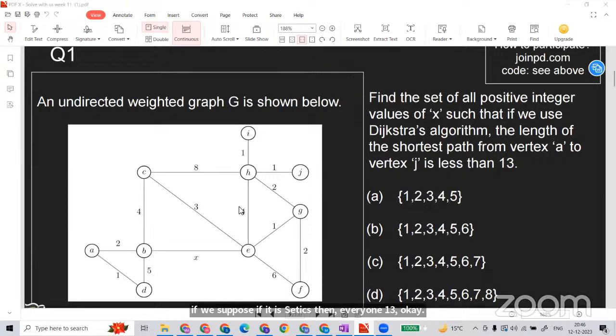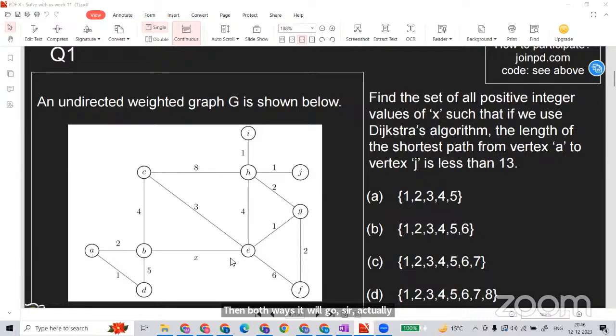Then X has to be 13 minus 6, so the possibilities are 7. But if it is by this route, B to C and then C to E, why is it not going? If it is less than 7, then the B subdivision should be correct. But if it is equal to 7, then both ways it will go, sir, actually.